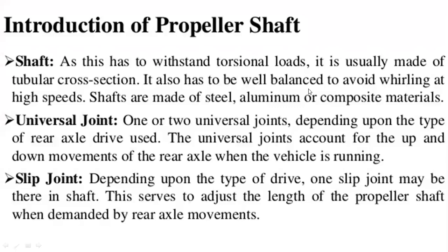So what are the different parts in the propeller shaft? One is the shaft. As it has to withstand the torsional loads, it is usually made of tubular cross section. It also has to be well balanced to avoid whirling at high speeds. Shafts are made of steel, aluminum, or composite materials.